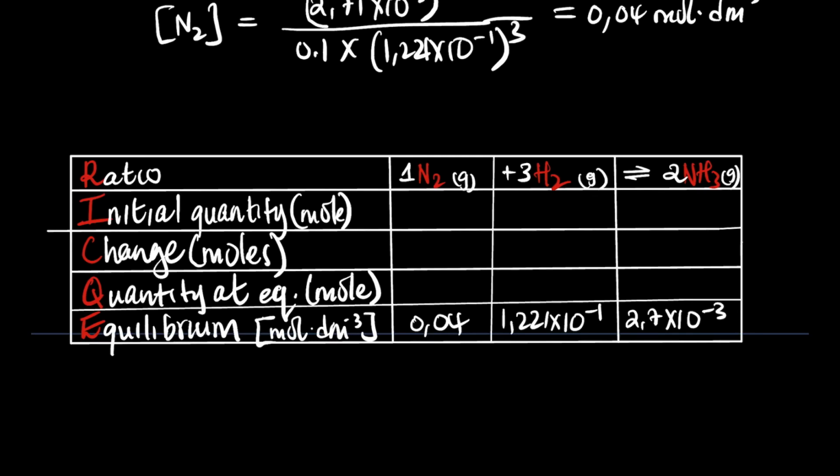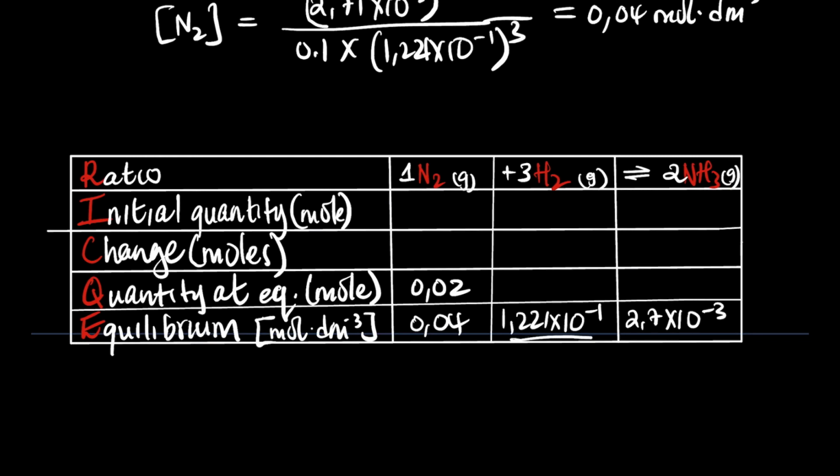So if we multiply this value by 0.5, which is the volume, it's going to be 0.02, and then this value we multiply by 0.02. We're using the formula that says n is equal to CV. So we wanted the number of moles. This is the concentration. The concentration multiplied by the volume, and then we'll get that.